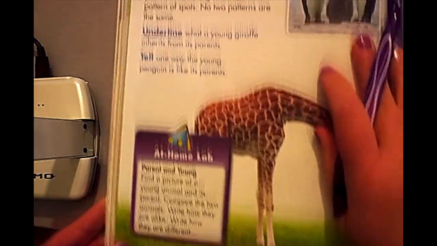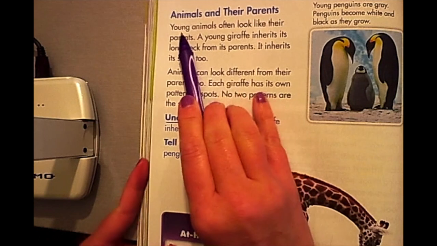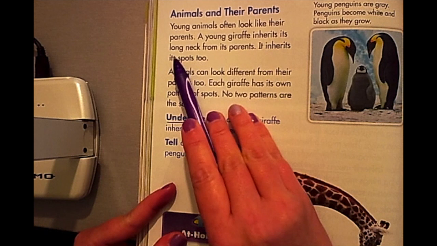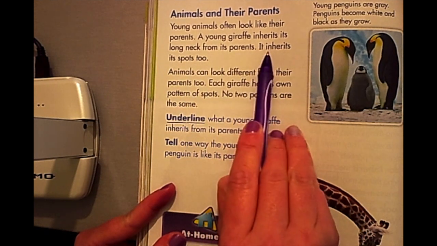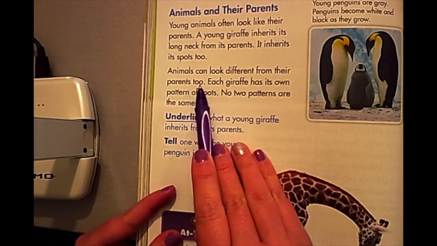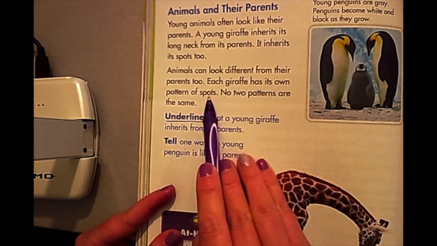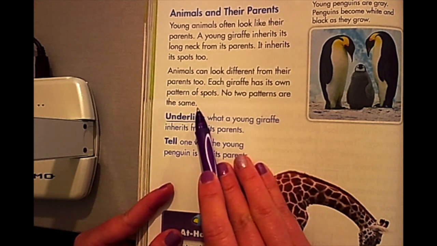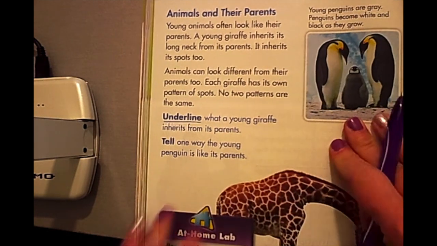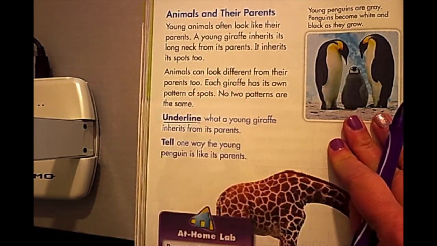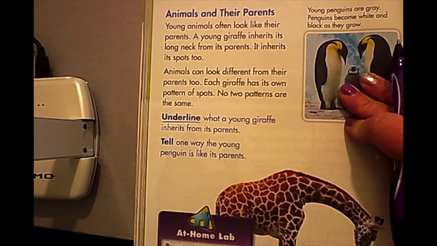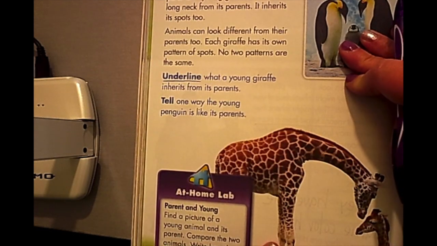So cute. All right, let's read the paragraph. It says animals and their parents. Young animals often look like their parents. A young giraffe inherits its long neck from its parents. It inherits its spots too. Animals can look different from their parents too. Each giraffe has its own pattern of spots. No two patterns are the same. That is one of the coolest bits of information. I thought that was cool. It's almost like our fingerprints. No two are the same. Just like giraffes, the spots are never exactly the same, which I think is the coolest bit of information.